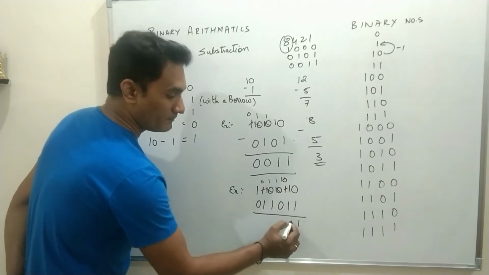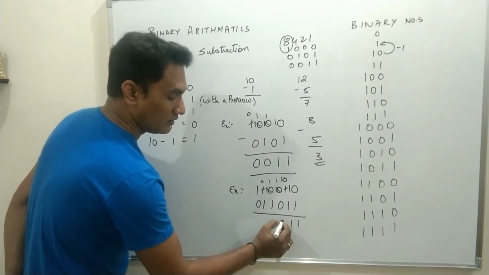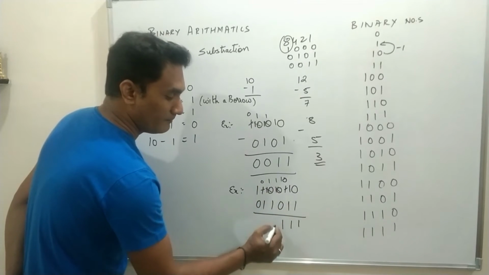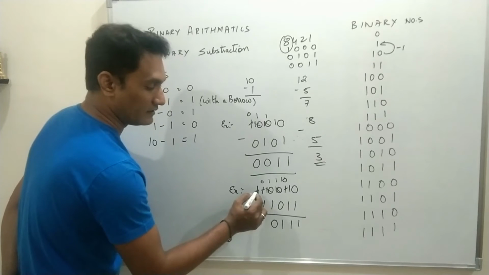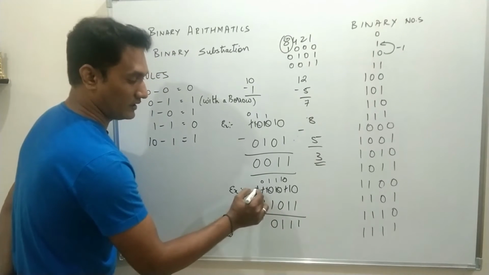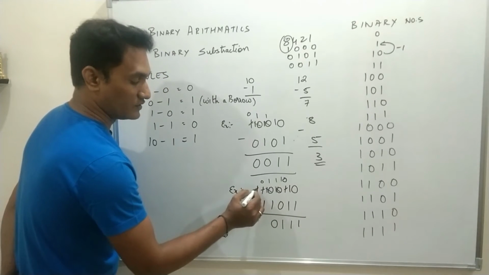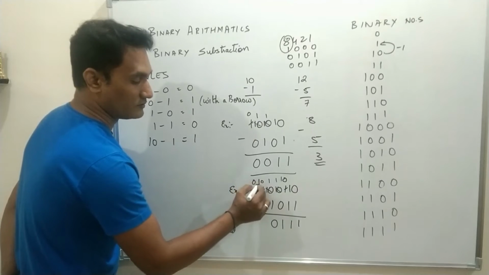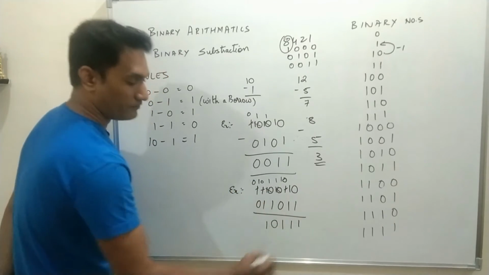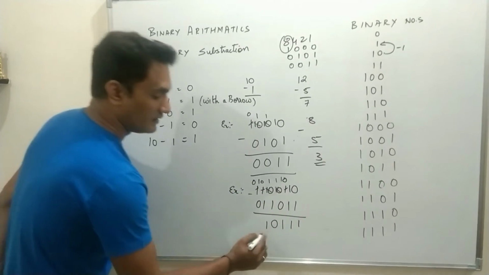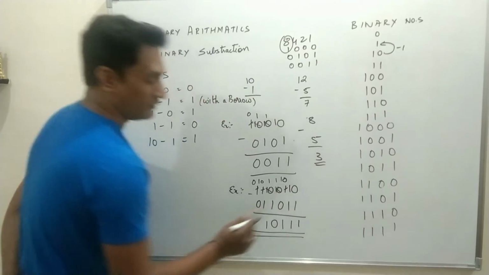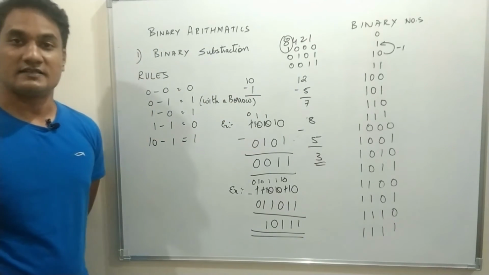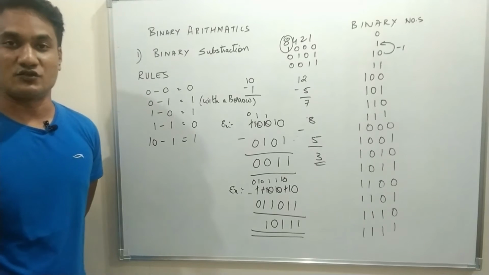10 minus 1, 1, 1 minus 0, 1, 1 minus 1, 0, and here again 0 minus 1, we have to generate a borrow, so this becomes 0, this becomes 10. 10 minus 1, 1. So this is the answer for your binary subtraction. I hope you have understood.